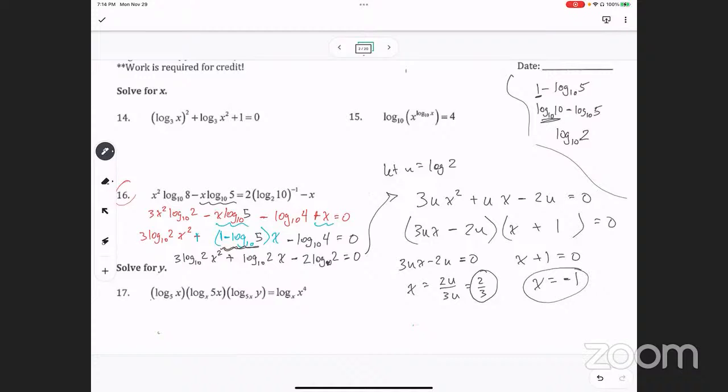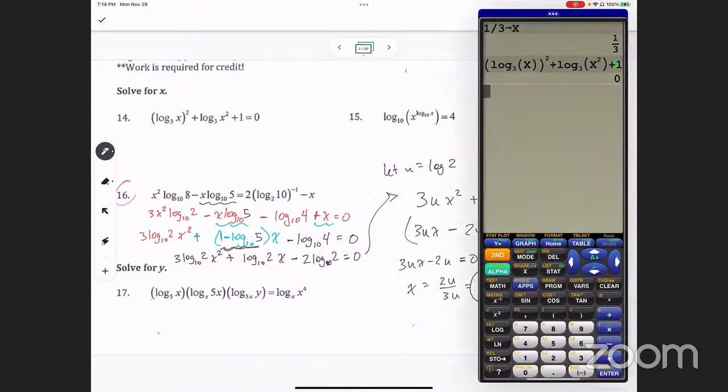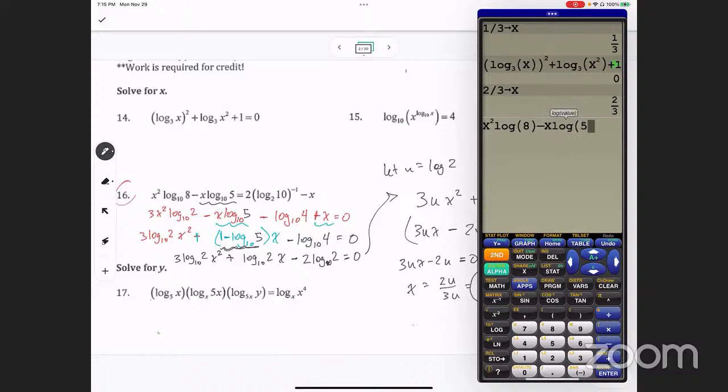Should we check our answers? Sure. I'm a little nervous. Are you? Let's check 2/3, because that one, chances are, would not be the right answer. Sometimes negative 1 and 1 and 0 work mysteriously, even though you did something wrong, you got the right answer. But 2/3, if it works, I would be pretty confident that we did it right. So I'm going to type in x squared times log of 8, minus x times log of 5, okay, and I'm going to hit enter.